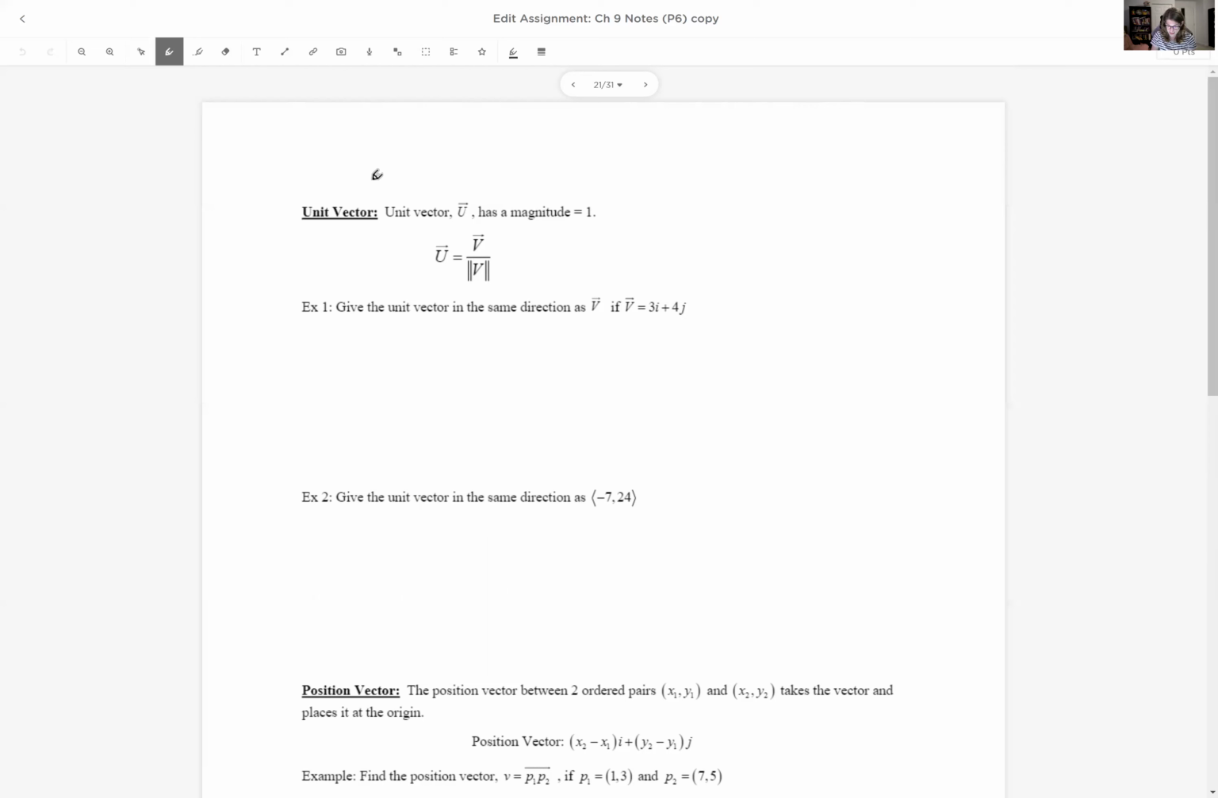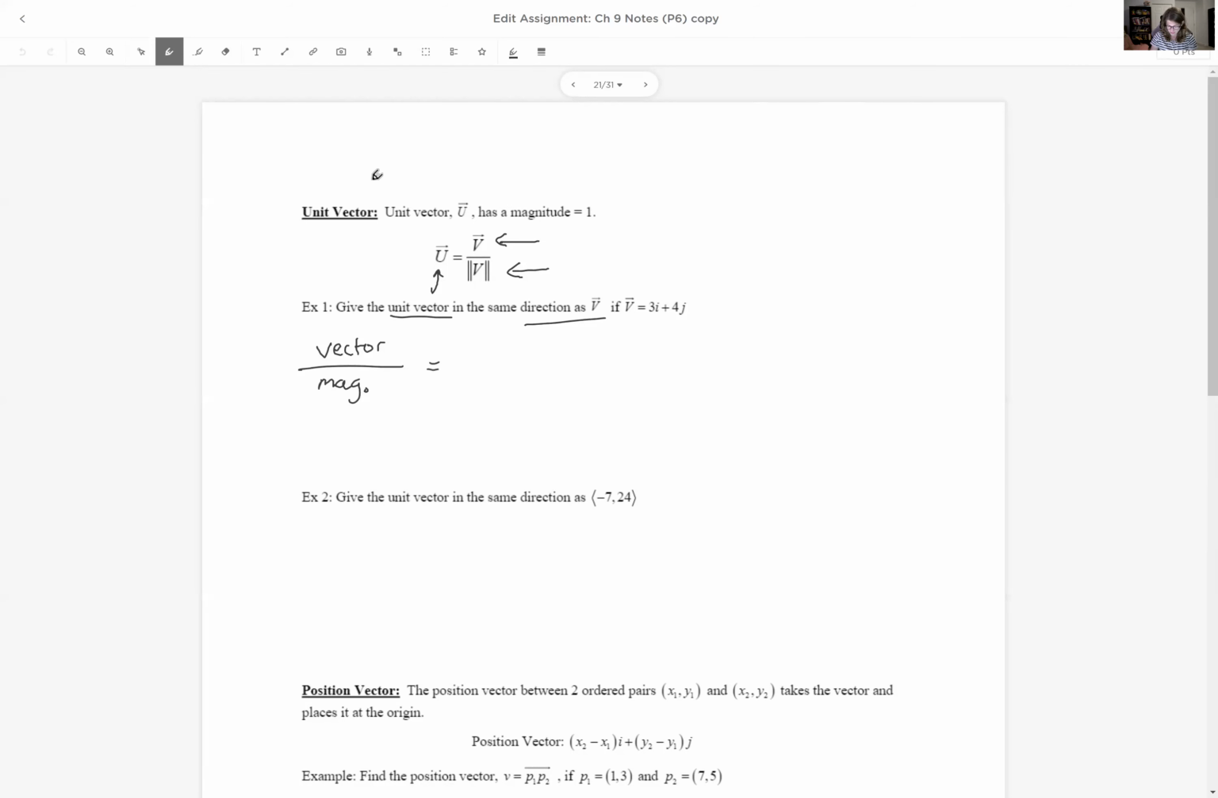You're going to take the vector itself and divide it by its length. That's going to always give you a vector that has a length of 1. We use u often to denote unit vectors, u for unit. So here's an example of how this works. If I wanted to find a unit vector in the same direction as 3i plus 4j, how does this work? We take our vector and we're going to divide it by its magnitude.